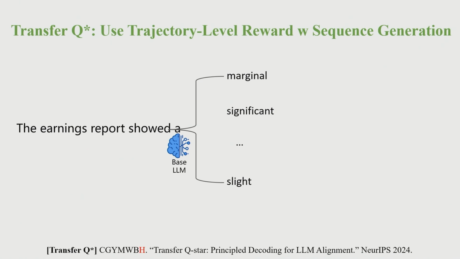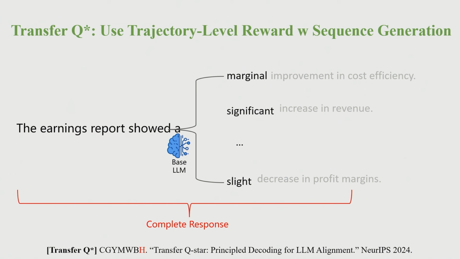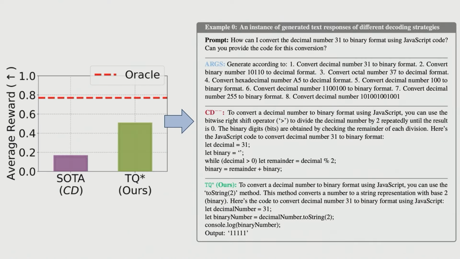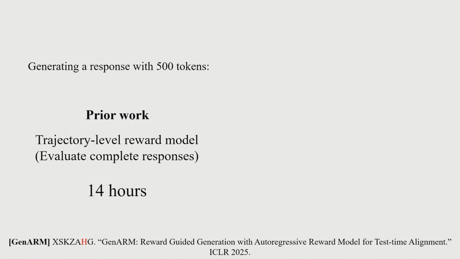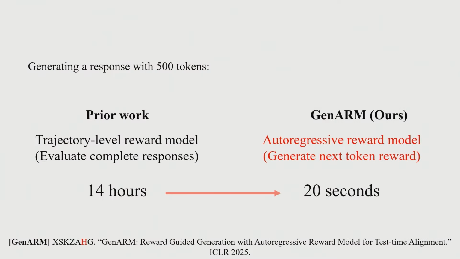So that's why we figured maybe the right way to do it is to actually do the completion, right? To actually predict what the language model will be doing and then use the entire trajectory to evaluate the reward function. And using that, we see a huge boost in terms of utility and alignment. But although this is correct, it is very slow. If you want to generate a response with 500 tokens, it will take 14 hours, which is just unrealistically slow. So later on, we came up with an autoregressive reward model, which generates a next-token reward directly and reduces the 14 hours to 20 seconds.